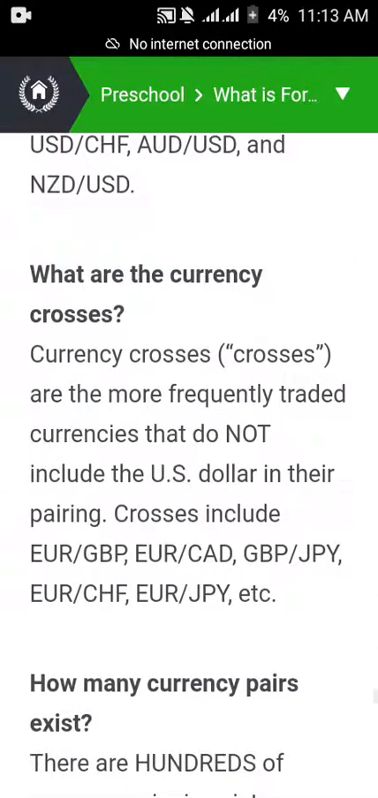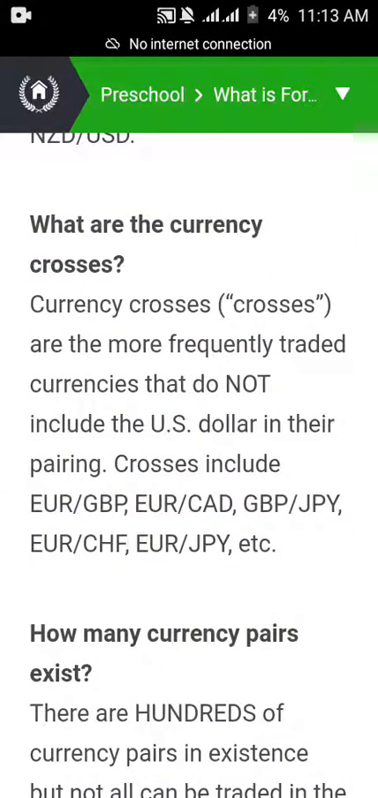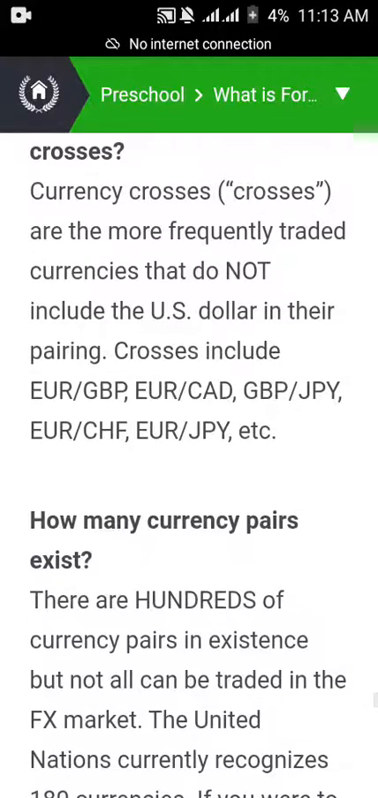What are the currency crosses? Currency crosses are frequently traded currency pairs that do not include the US dollar in their pairing. Crosses include EUR/GBP, EUR/CAD, GBP/JPY, EUR/CHF, and EUR/JPY.